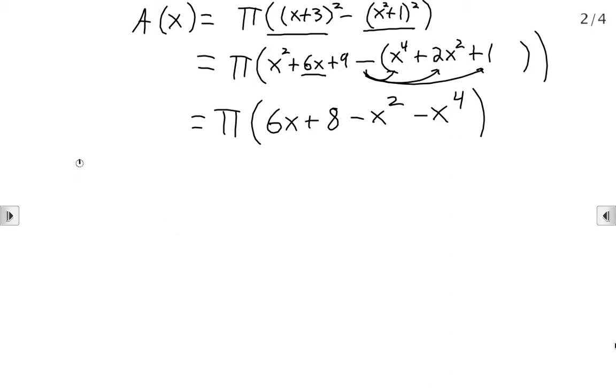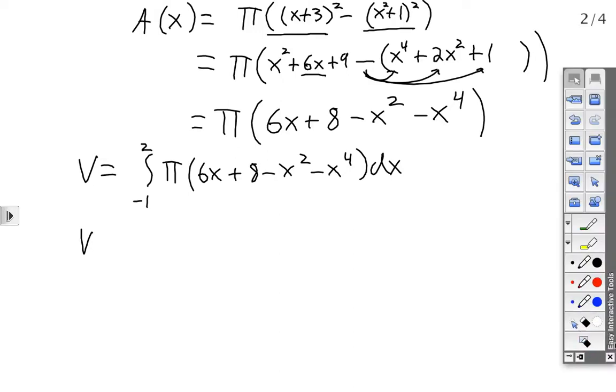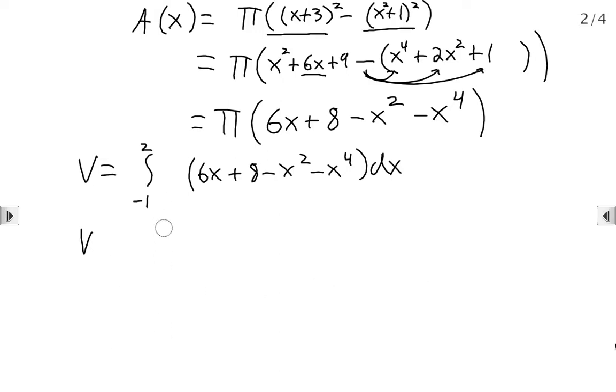So we're ready to go back to that integral. The volume is the integral from -1 to 2 of pi times 6x plus 8 minus x squared minus x to the 4th dx. You may have the urge to distribute this pi. I wouldn't do that. That's going to make life harder. What would make life easier is actually to factor out pi. In fact, in order to save space, let's just take pi, which is being multiplied by the entire function, and rewrite it outside of the integral.